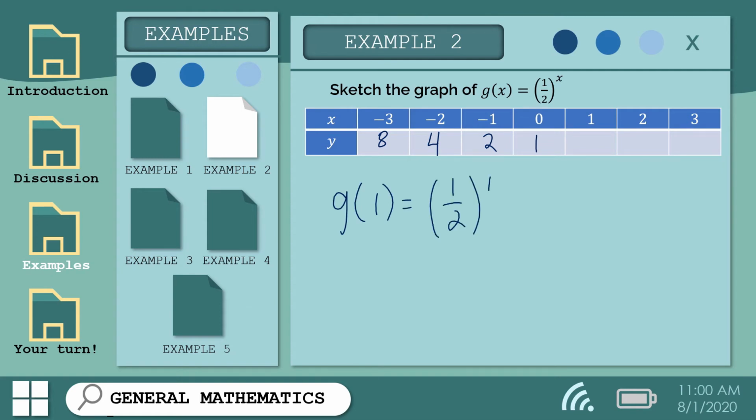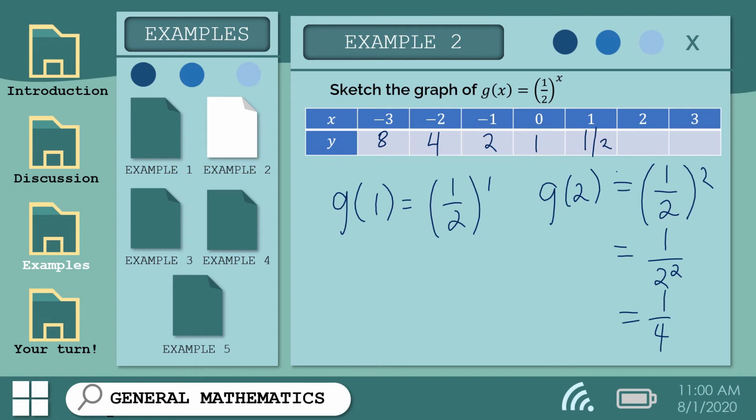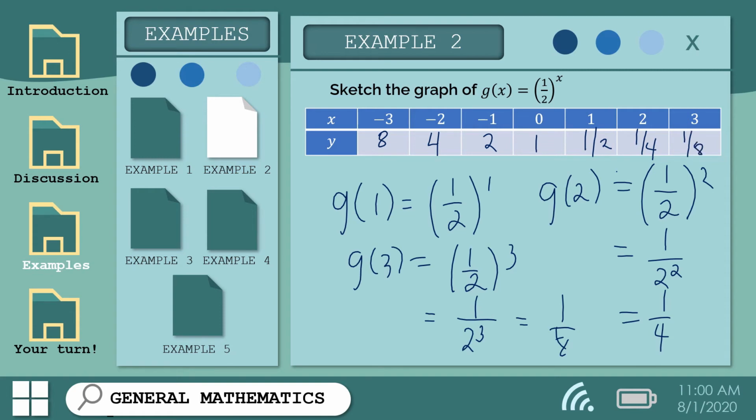So, any number raised to 1 is still equal to our base. So, 1/2 pa rin. And when g of 2 naman, equals 1/2 raised to 2, or that is 1 over 2 squared, or that is 1/4. So, 1/4 na po. At ganun din, kapag g of 3, equal po yan sa 1/2 raised to 3, or 1 over 2 cubed, or that is 1 over 8. So, 1 over 8 naman po kapag 3.